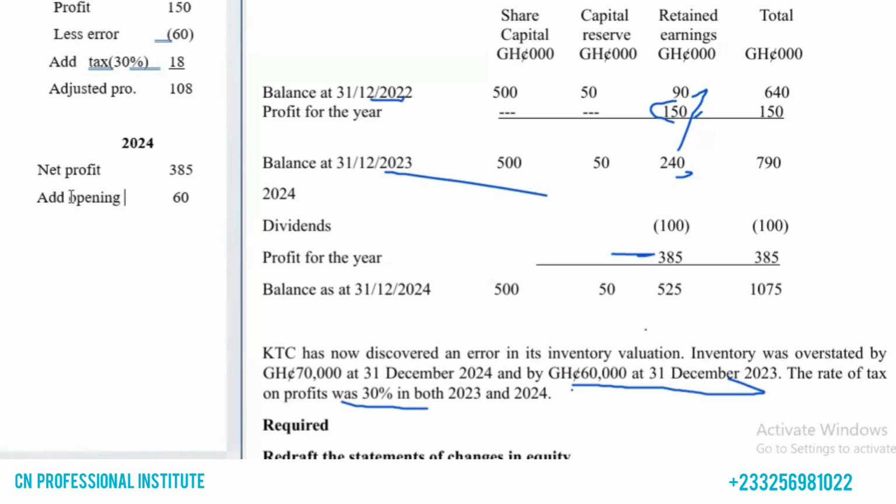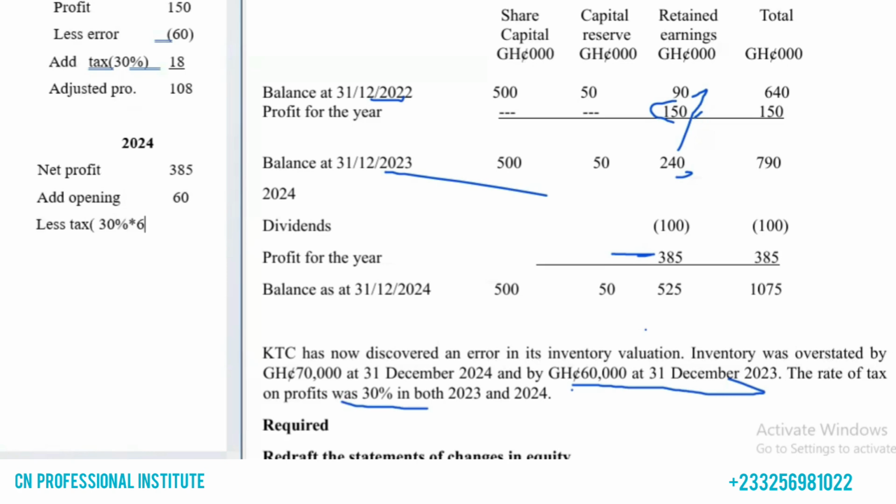And then the tax element on it. What will be the tax element? We said we are adding the error, so we have to less the tax. So what will be the tax on the opening? The tax will be 30% of the 60.